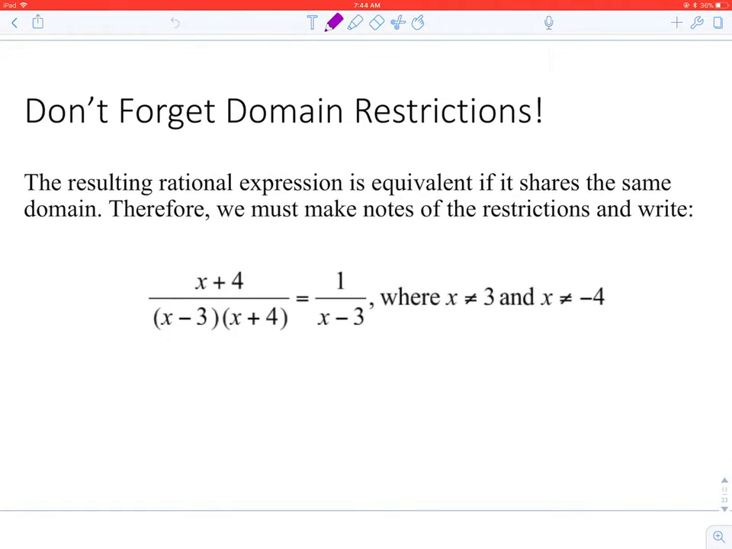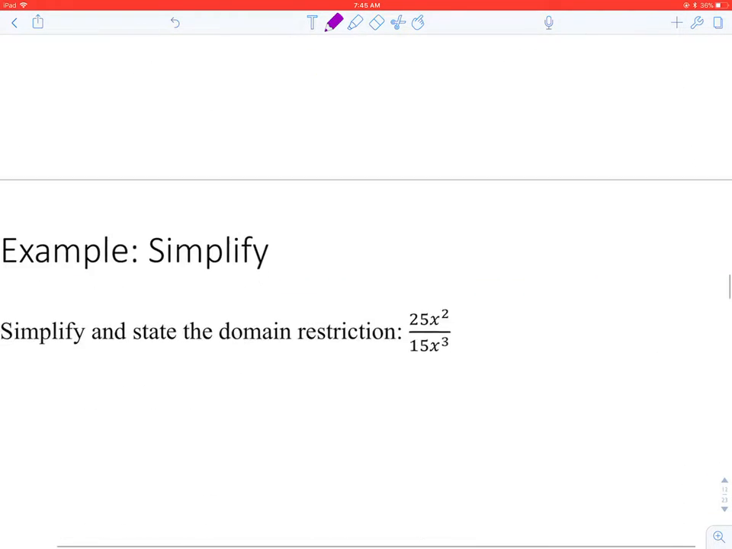But we cannot forget domain restrictions. So the resulting rational expression is only equivalent if it shares the same domain as the original expression. Looking at the simplified version of the rational expression that we started with, we wouldn't see that x can't be equal to -4. So basically, we're going to be stating the domain or looking for the domain restrictions before we simplify so that we don't miss any of those domain restrictions.